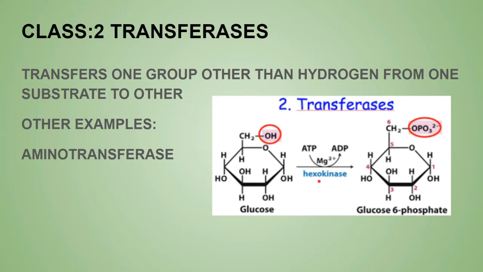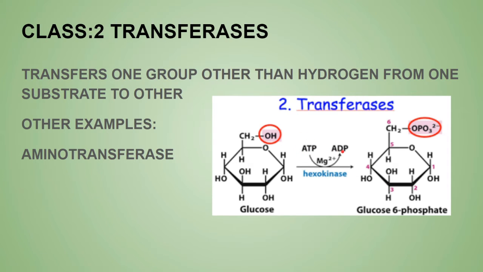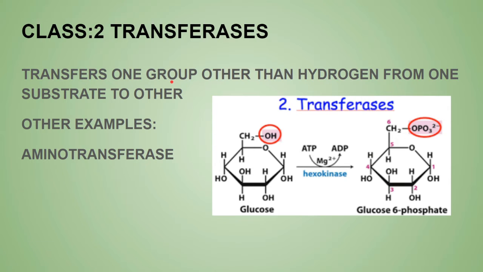For example, as you can see over here, this is the hexokinase enzyme, and this is the glucose, or hexose. This hexokinase will take the ATP and transfer one phosphate group of ATP, in the presence of magnesium, to the glucose. So it is transferring a particular group to the other substrate and will form glucose 6-phosphate. Other examples are the aminotransferases. So just remember, transferase will transfer one group other than hydrogen from one substrate to another, as seen here from the ATP to the glucose.